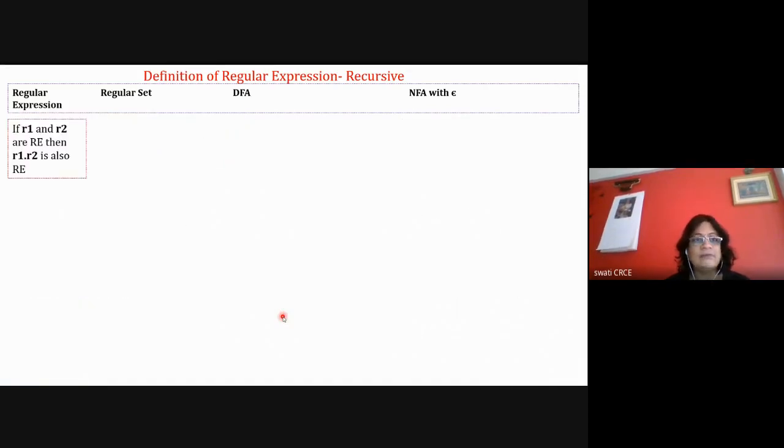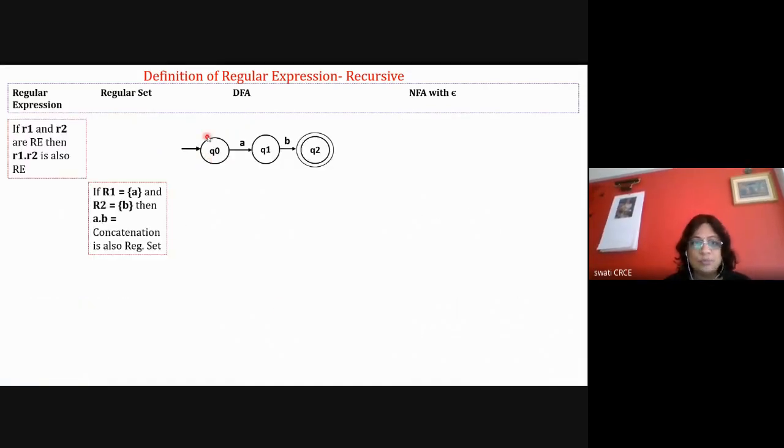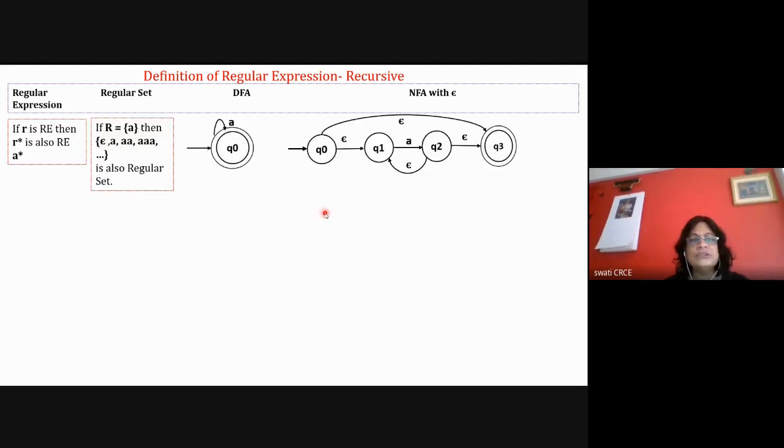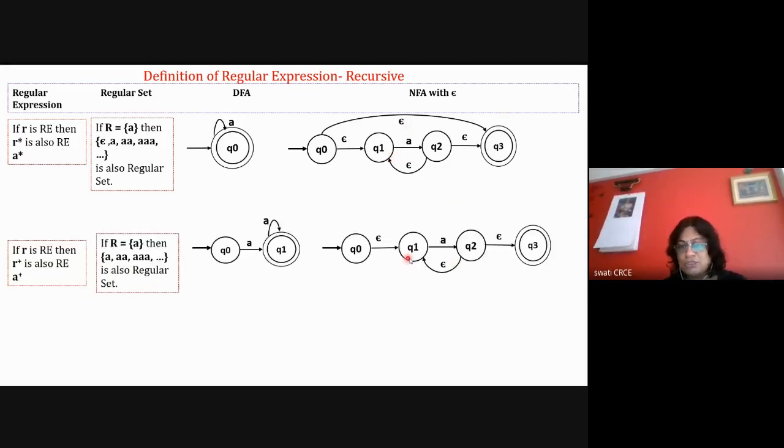Then for R1 dot R2, both are compulsory, meaning both are necessary. For A dot B, A is there and B is also there. And for the diagram with epsilon symbols, just add epsilons. For R1 closure, we know that it can be there for 0 times, 1 time, or any number of times. Then for plus, we know that it should be there at least once. For A plus, the symbol should be traversed at least once. So with A it may go to the final state, and if it is repeated, then it will be repeated, or this will be the DFA diagram.